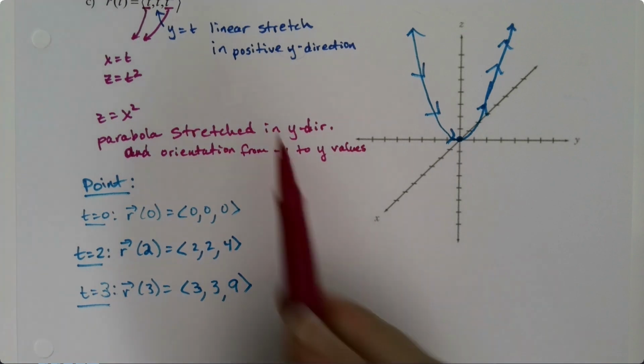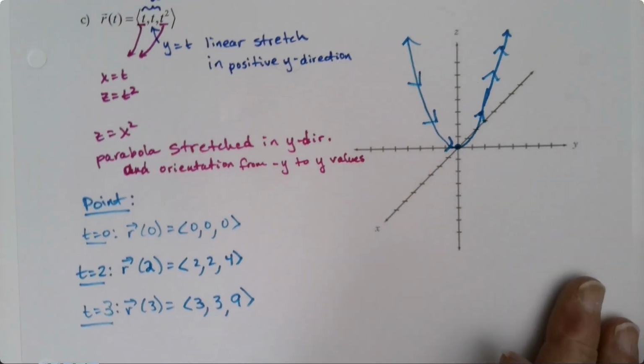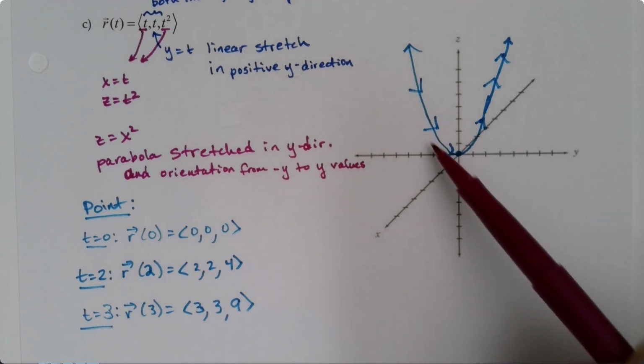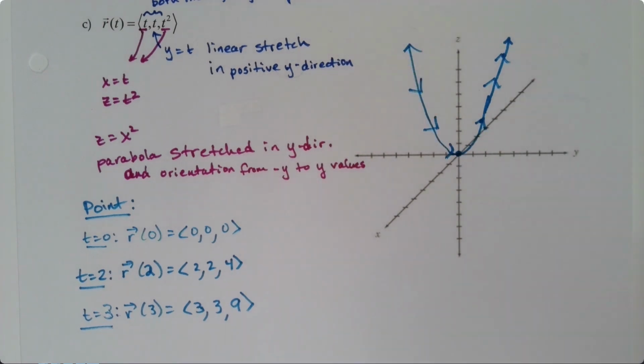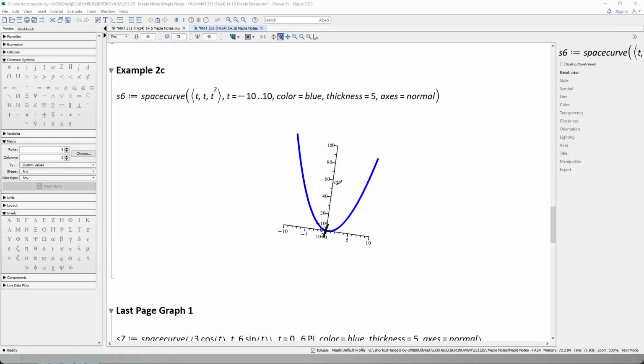And of course, if we restrict the domain, it would only be like a section of this parabola. But since there was no restriction on the domain, it's the whole thing. And so we're moving along that parabolic path as it's stretched in the y direction. And again, you can really see it in this graph, right? You can see that it's being pulled out. So there you go. We've graphed by hand and with Maple.